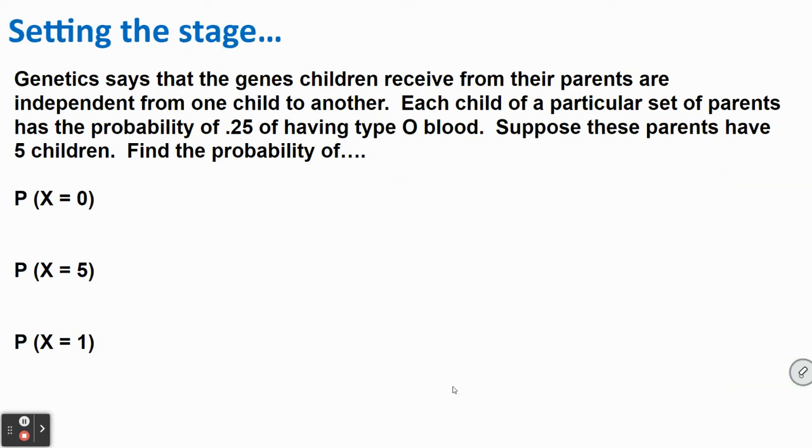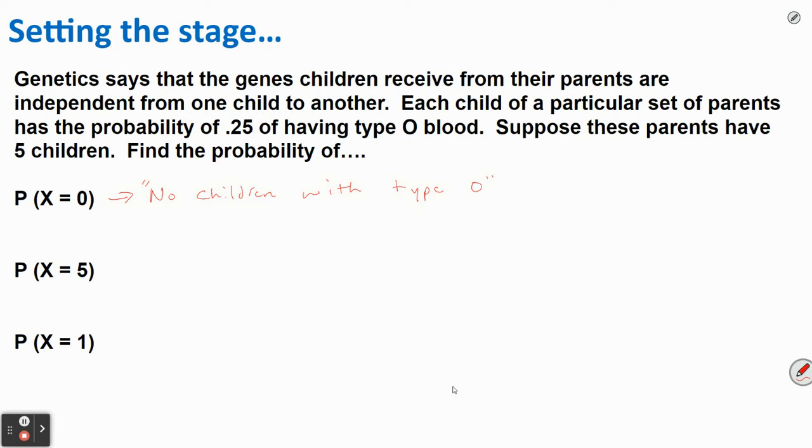Okay, genetics say that the genes children receive from their parents are independent from one child to another. Each child of a particular set of parents has the probability of 0.25 of having type O blood. Suppose these parents have 5 children. Find the probability of... So, first of all, let's remember in words what this means: no children with type O. That's basically what this probability function looks like, or what this symbolism stands for.